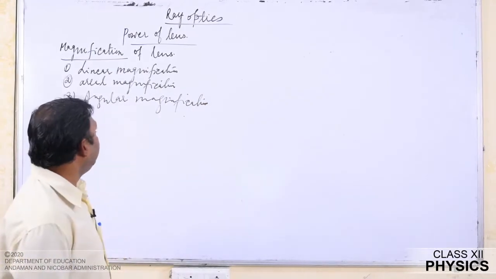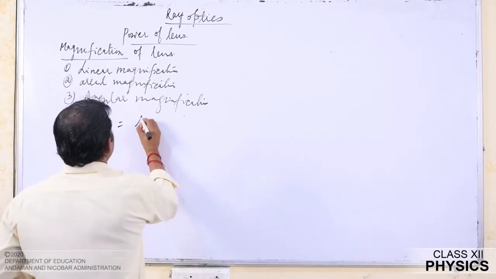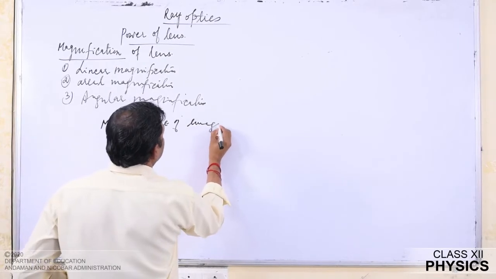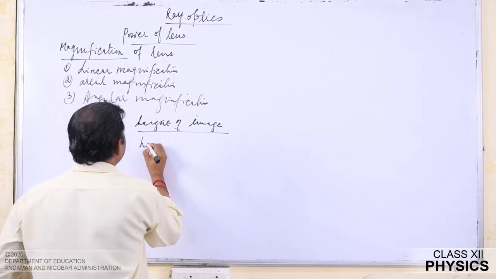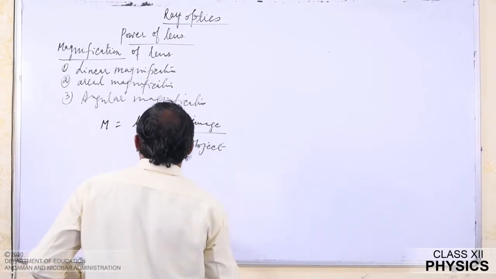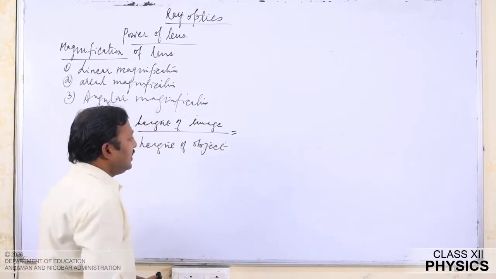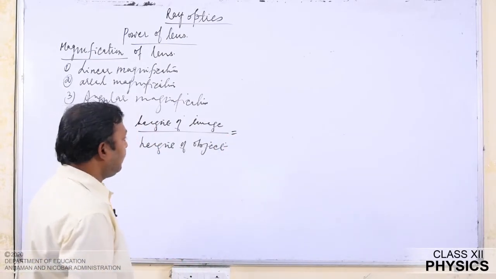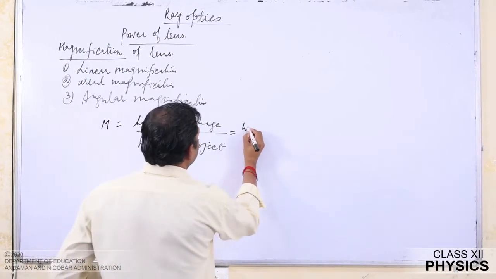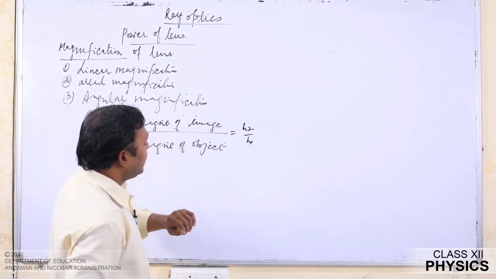Okay, now we will see the linear magnification. Linear magnification is given by m is equal to height of image divided by height of object. So, let us see what will be the case of magnification in the case of a convex lens when it forms a real image and when it forms a virtual image. So, here it can be written as h2 by h1, image height is h2 whereas object height is h1.